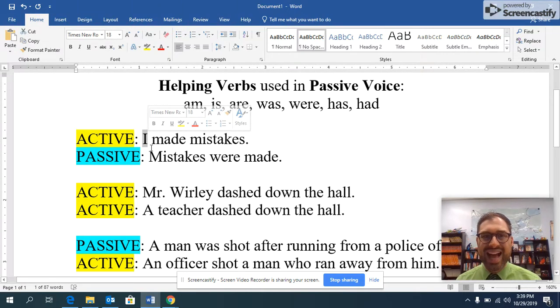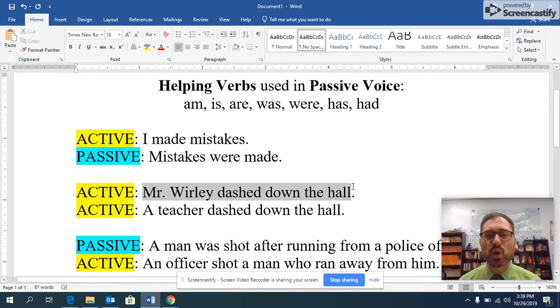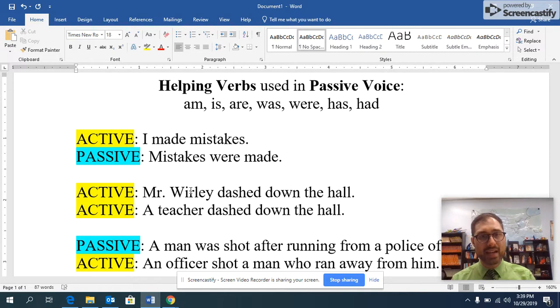So passive voice hides who is doing the action. We're not sure who it is that's doing the thing. For example, here we can say that Mr. Worley dashed down the hall. This is active. We know who's doing the dashing. It's Mr. Worley. Now, if we change Mr. Worley to just a teacher dashed down the hall, this still counts as active voice. We don't know the specific teacher, but we know it's a teacher who's doing the action. We know it's a teacher who's dashing. So again, active voice puts the subject of the sentence first, so we know who's doing the action.